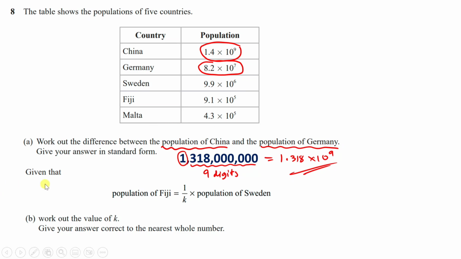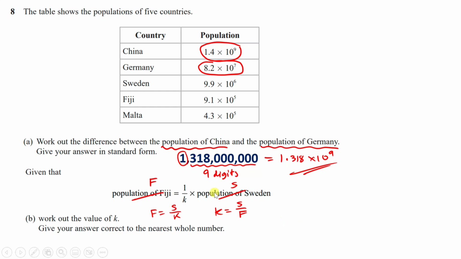Now, next part, given that the population of Fiji is 1 over k times the population of Sweden. So what I like to do is write this in algebraic terms. This means population of Fiji, we call it F, population of Sweden, we call it S. So what we have here is F equals S over k. They want us to work out the value of k. Now, all you want to do is just times k across and divide by F, so swap them around. So you have k equals S over F.